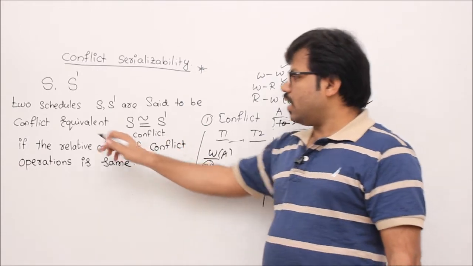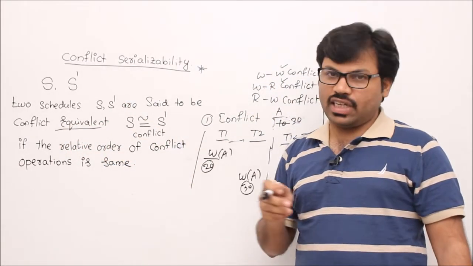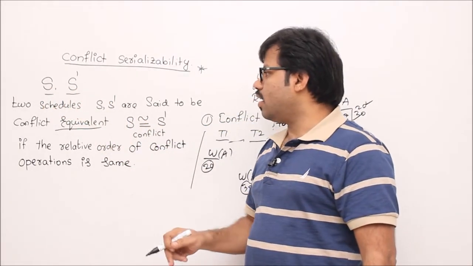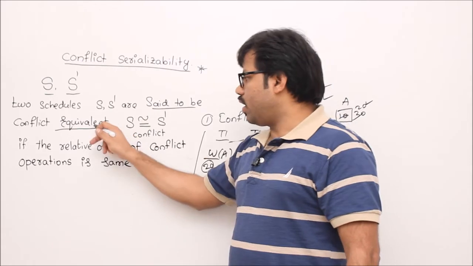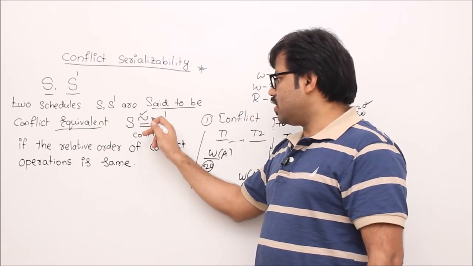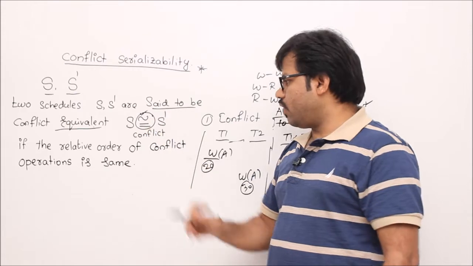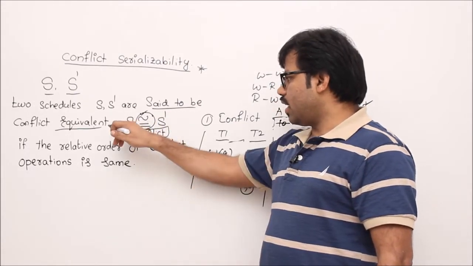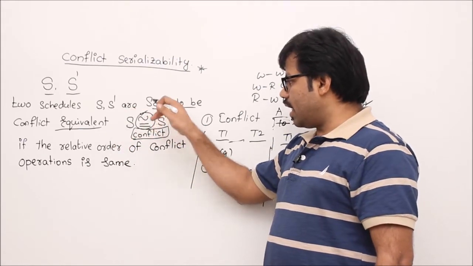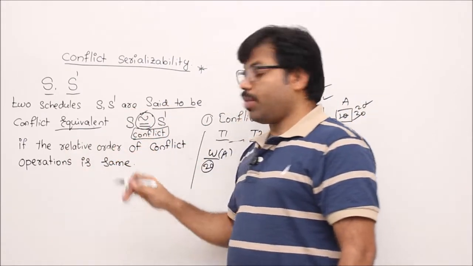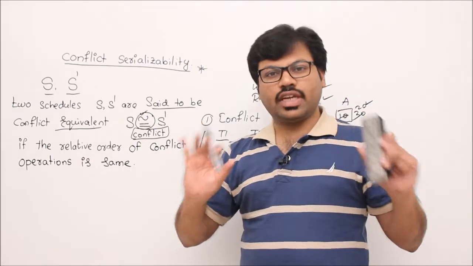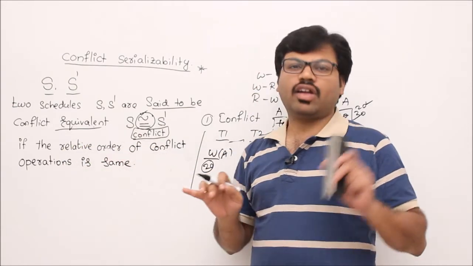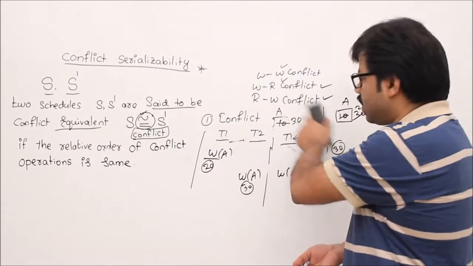Now I am going to use it. Before that, we first see conflict equivalence. What is conflict equivalence? Let's read the definition. Two schedules S and S dash are said to be conflict equivalent. We write it like this; this is usually a symbol for equivalence in mathematics, and that's why I have written conflict here. That means S is conflict equivalent to S dash if the relative order of conflict operations is the same. That means the two schedules should have the same order of conflict operations. That's quite obvious and we understand it already, right?